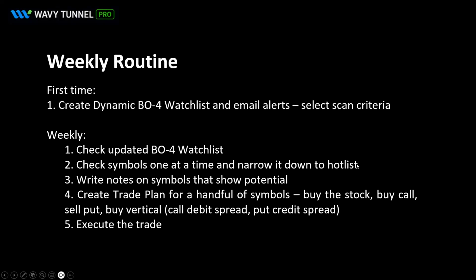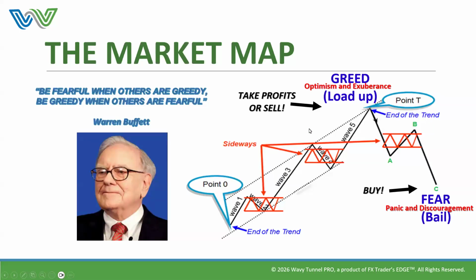I've narrowed it down to 30 from about 60 or 70, and we are going to go through some of them. And then you can write notes on the symbols that show potential and create a trade plan for a handful of symbols. So you can buy the stock, buy the call, sell the put, buy the vertical. These are for longs. And then you execute the trade. So this is based on the market map.